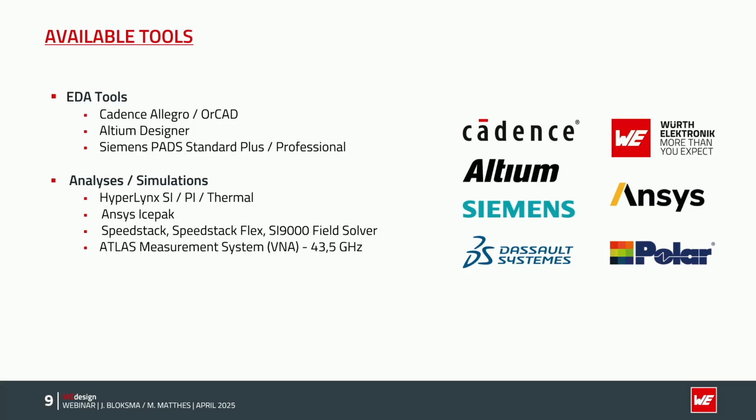For analysis and simulations, we use HyperLynx, Signal Integrity, Power Integrity, Thermal, ANSYS IcePak, Speedstack Flex, and the SI9000 Field Solver from Polar. And from Polar we also have the Atlas measurement system. That's a VNA which can measure S-parameters up to 43.5 gigahertz. That's very good equipment for high-speed and high-frequency applications. For the mechanical constructions, we use SolidWorks, and if you have questions on other tools to use, we are open for that and can discuss if we can help you in that area.